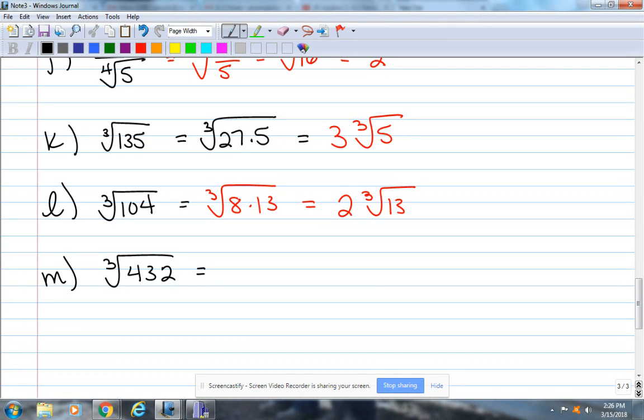It does. So you'd break that into the cube root of 216 times 2. And what is the cube root of 216? 6. So that is 6 times the cube root of 2. So does that help you? Yes, ma'am. All right. Very good.